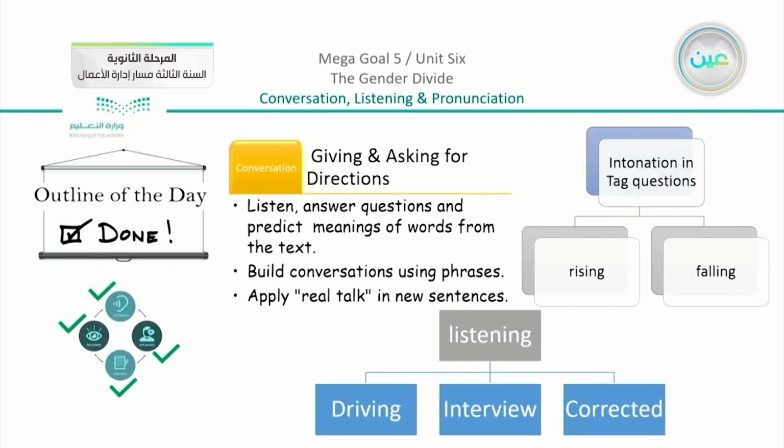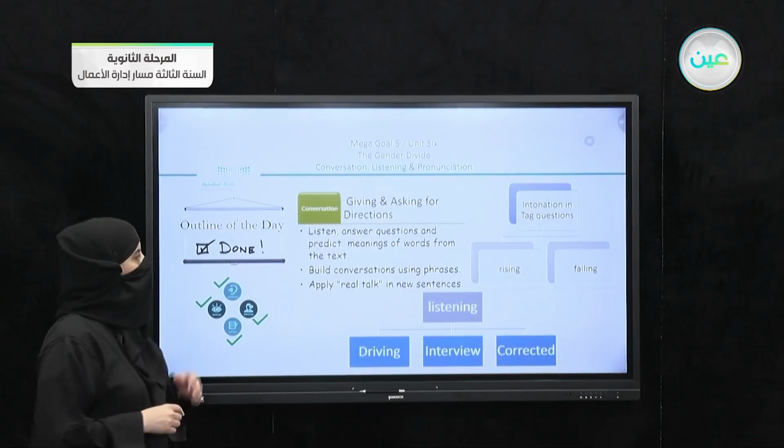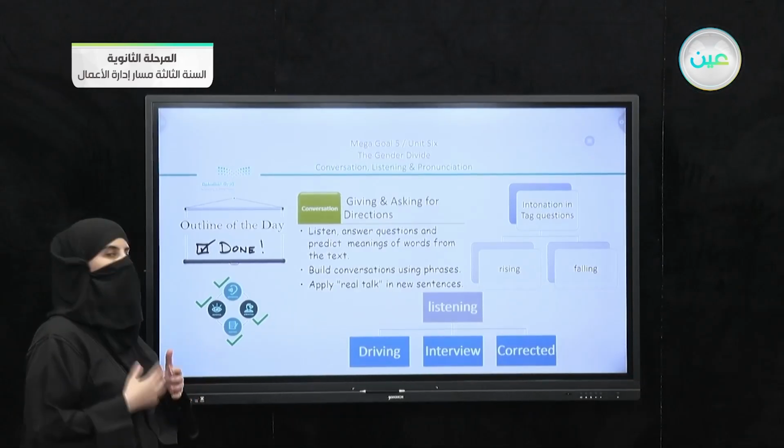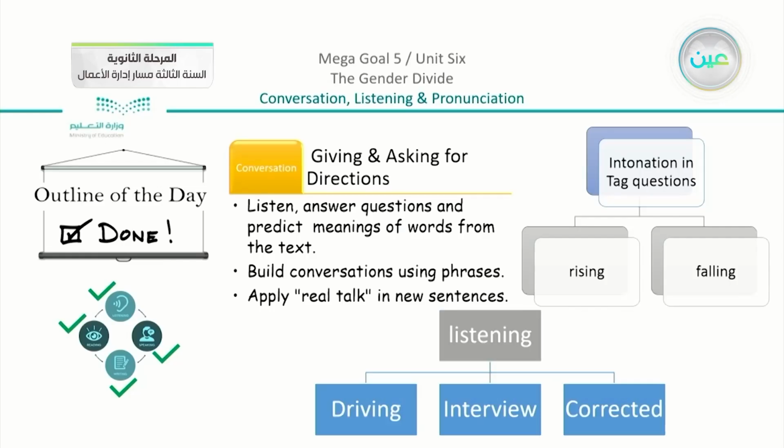At the very end, our outline for the day: first of all, our conversation part, where we had the part about giving and asking directions. We listened, answered questions, and predicted meanings of words from the text. We built conversations using phrases and applied real talk in sentences. Then we moved on to the listening part, where we had an interview basically about driving. There was a book, and we corrected some false statements. And in the last part, we have the pronunciation part, which is the intonation in tag questions, where we have two types of intonation: the rising and the falling.